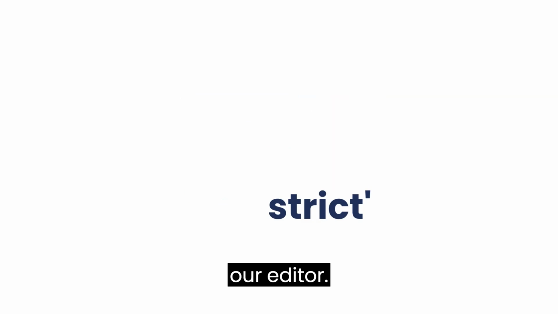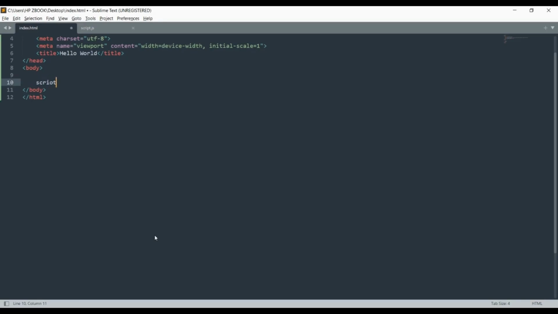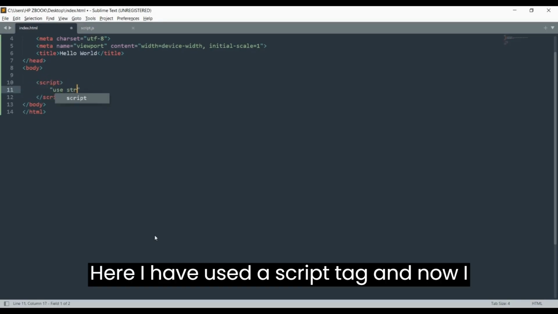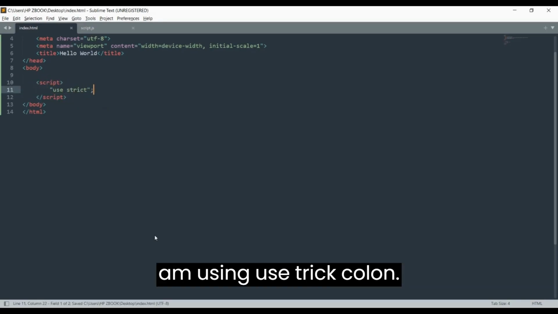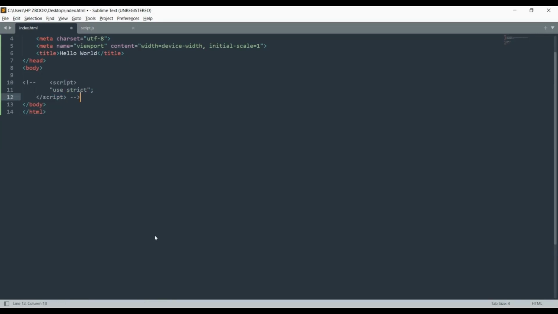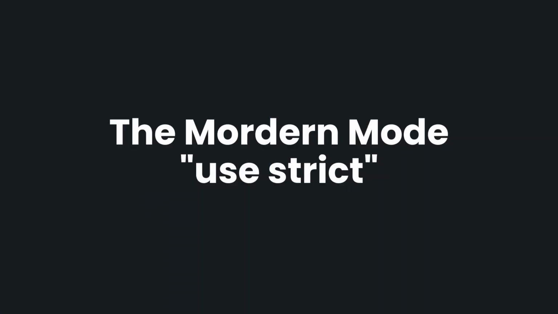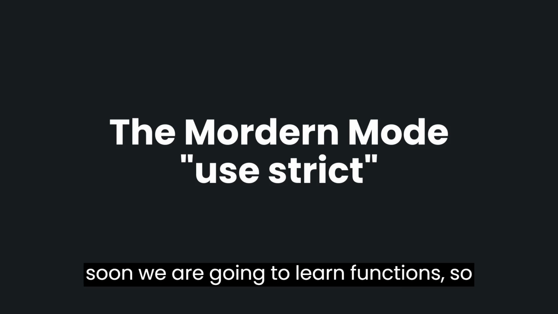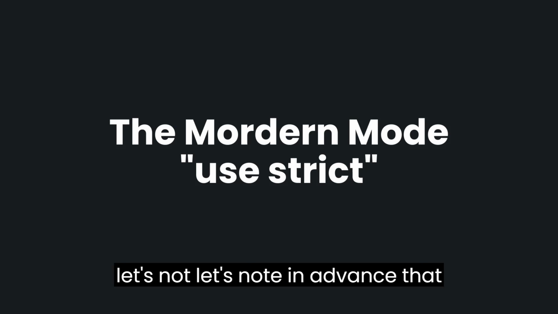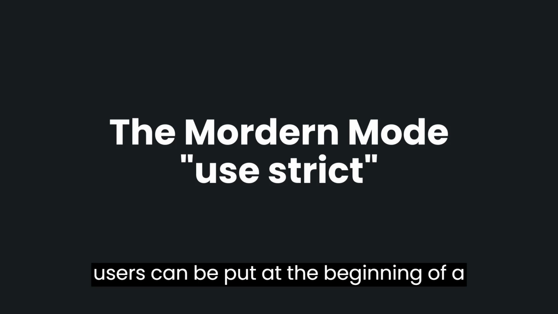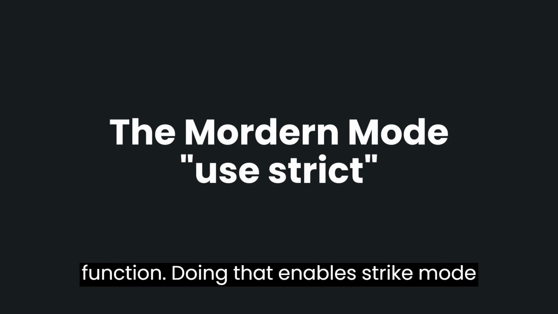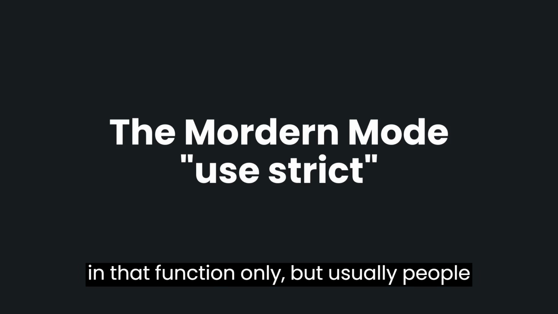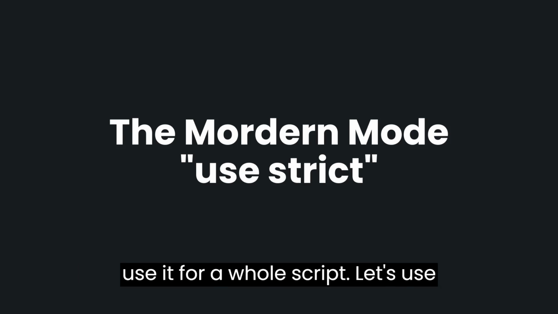Let's go to our editor. Here I've used a script tag and I'm using "use strict" with a semicolon. This code works the modern way. Quite soon we are going to learn functions, so let's note in advance that "use strict" can be put at the beginning of a function. Doing that enables strict mode in that function only, but usually people use it for a whole script.